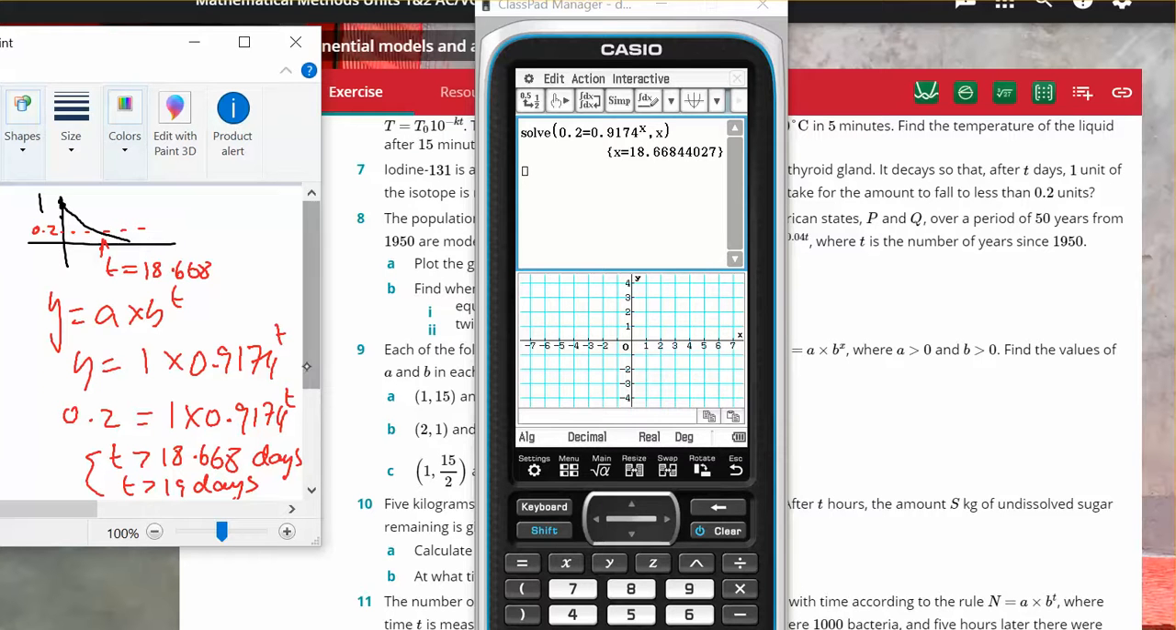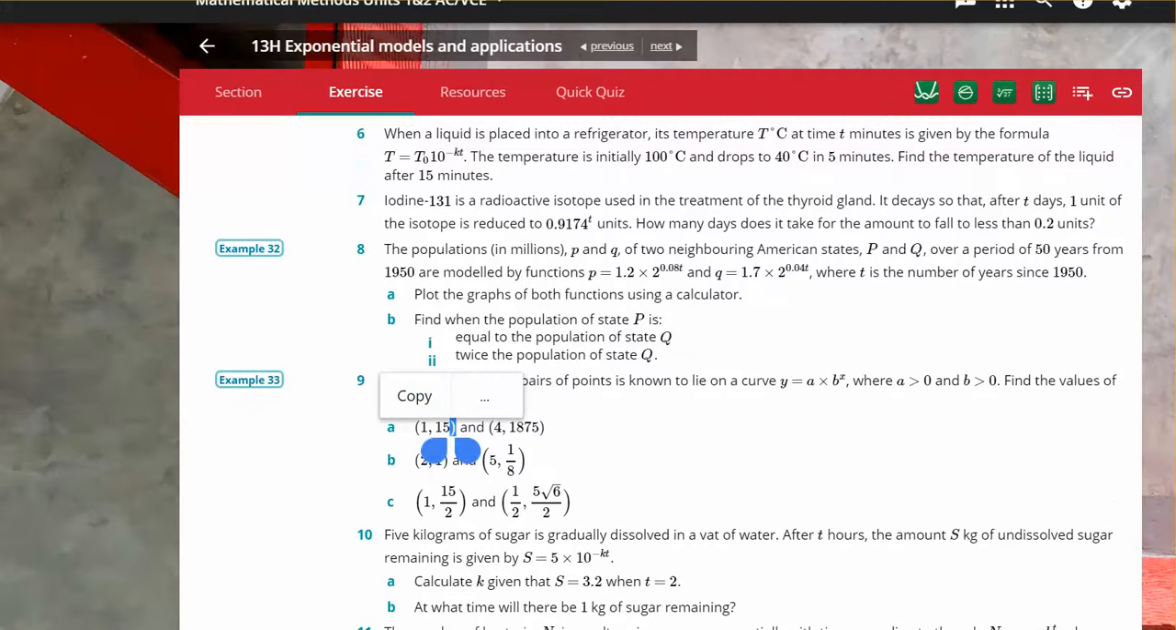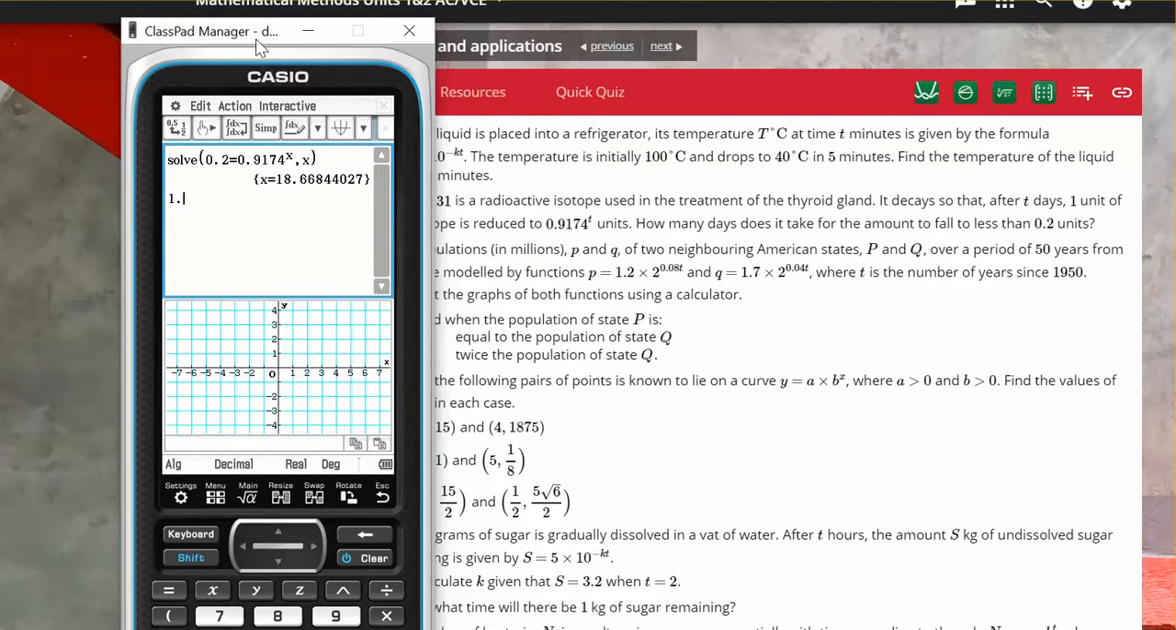If we look at question 10, no, question 8, sorry. We've got two populations, P and Q, and T is the number of years since 1950. That's important because when we're writing an answer, we have to know what our T equals 0 represents. T equals 0 represents 1950, and T is the number of years. So we just want to plot the graph of the functions using the calculator. So I'm going to type this into our main screen. Now, remember, you don't need to type Y, I'm just going to drag them.